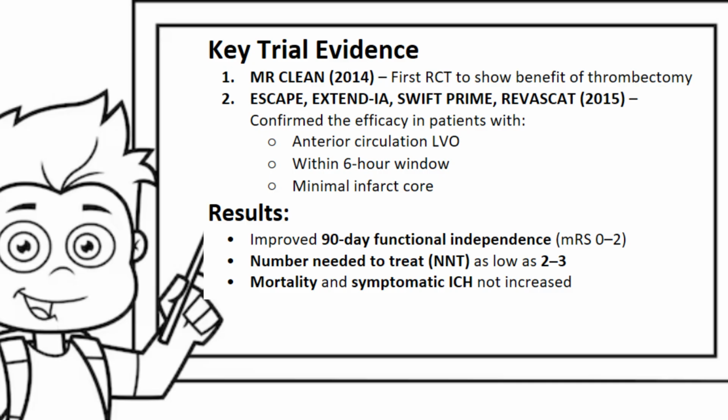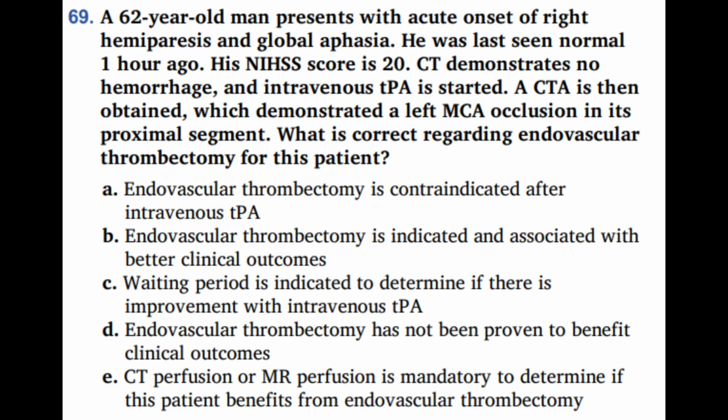The results of these trials were: 1. Improved 90-day functional independence with an mRS score of 0 to 2. 2. Number needed to treat was as low as 2 to 3, and mortality and symptomatic intracranial hemorrhage were not increased. So, back to our question, our answer is option B. Endovascular thrombectomy is indicated and associated with better clinical outcomes.